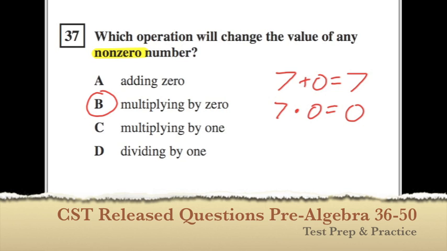Let's go ahead and check the other ones just in case. C says multiply by 1. 7 times 1 is 7, so it stayed the same. How about 7 divided by 1? That is also 7. So our correct answer is B. Multiplying by 0 is the one thing that changes the value of any non-zero number.